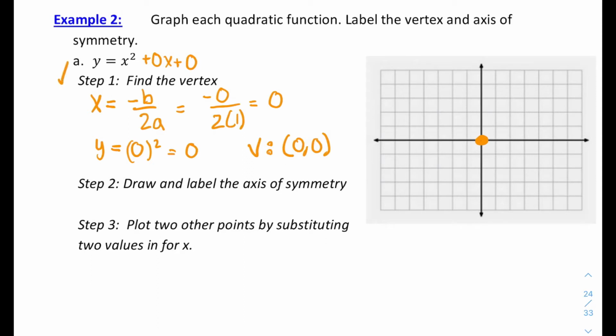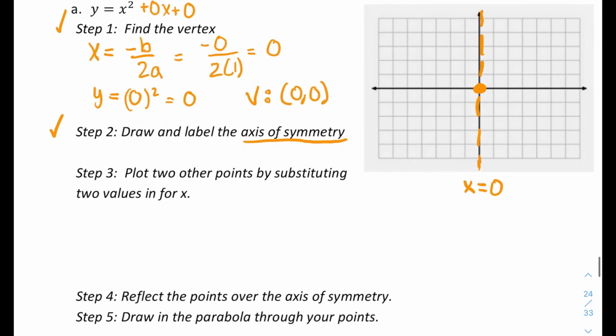This is the parent function for quadratics. Your axis of symmetry is always the vertical line through your vertex. Drew it in and labeled it as well. Now we need some more points. So it's a good idea to do 2 additional points that are close to your vertex. So don't pick like x equals 5 or 15. They won't fit on your graph.